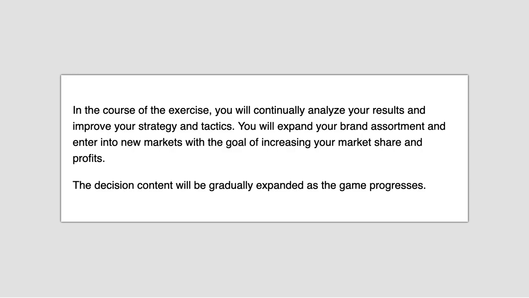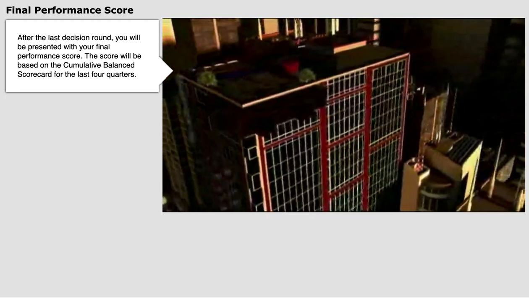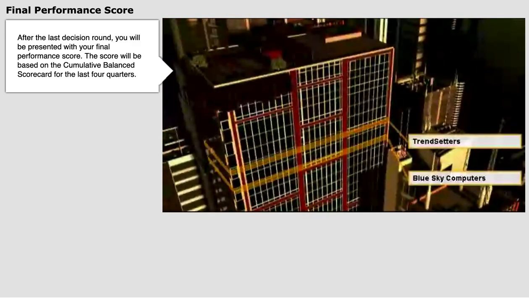In the course of the exercise, you will continually analyze your results and improve your strategy and tactics. You will expand your brand assortment and enter into new markets with the goal of increasing your market share and profits. The decision content will be gradually expanded as the game progresses. After the last decision round, you will be presented with your final performance score. The score will be based on the cumulative balance scorecard for the last 4 quarters.